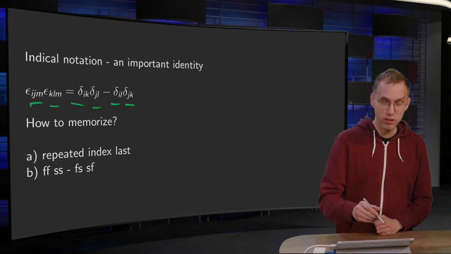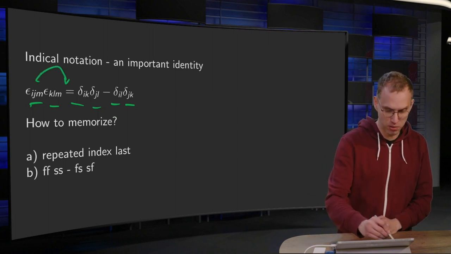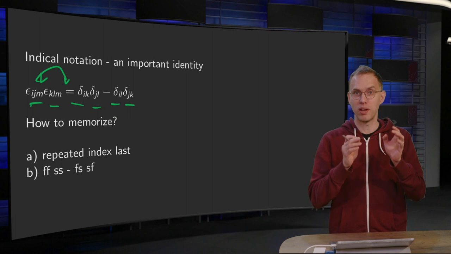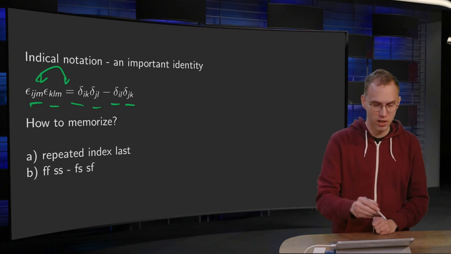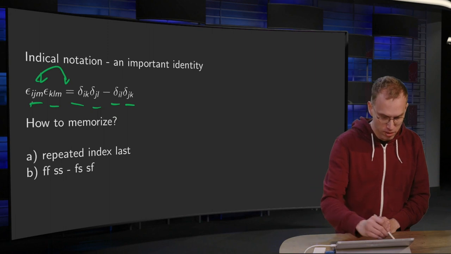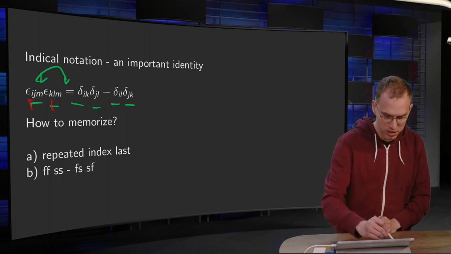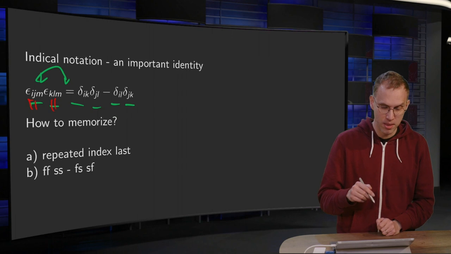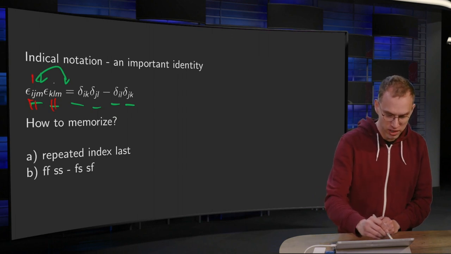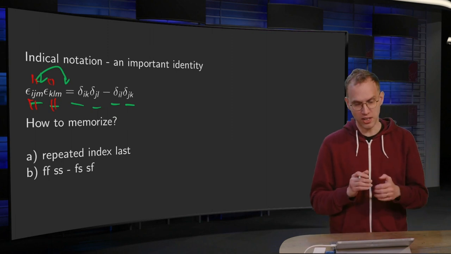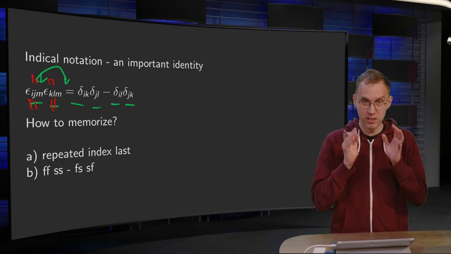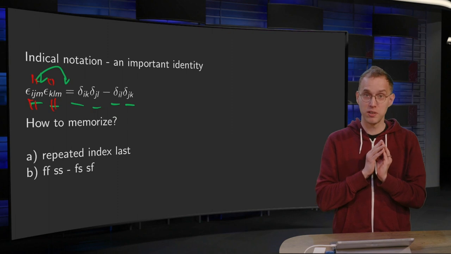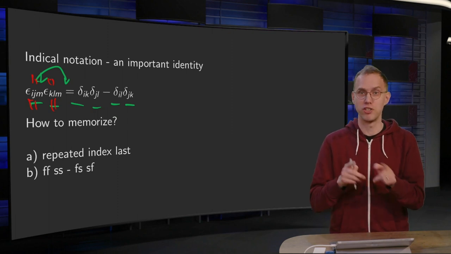So what you do, first you want to make sure that your repeated index is put last. You can always take care of that. And then you know you'll get some delta delta minus delta delta. But which ones? Well, you have first first times second second, delta ik times delta jl, minus first second times second first, in this case delta il delta jk. So that's how I memorize. Make sure the repeated index is put last, and then first first times second second minus the mixed one, first second times second first.